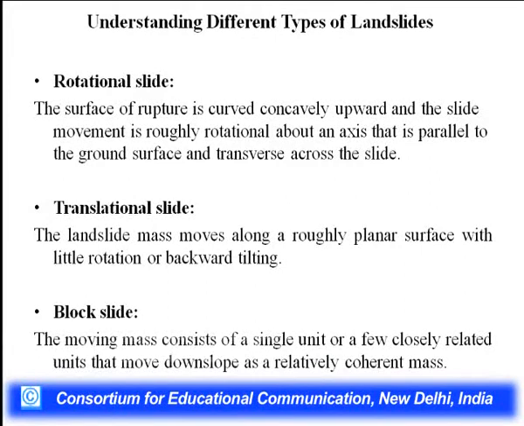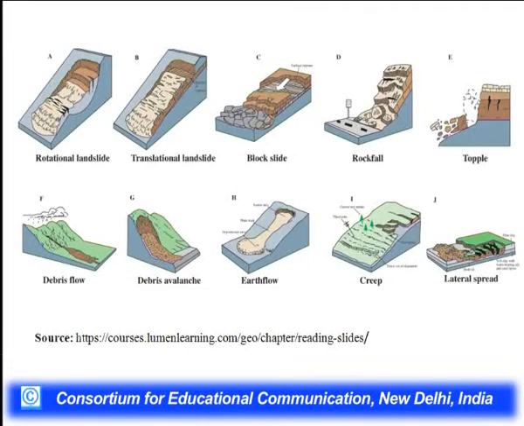It is very important to understand different types of landslides. First, rotational landslides. The surface of rupture is curved concavely upward and the slide movement is roughly rotational about an axis that is parallel to the ground surface and transverse across the slide. Translational slide means the landslide mass moves along a roughly planar surface with little rotation or backward tilting. Block slides: the moving mass consists of a single unit or a few closely related units that move downslope as a relatively coherent mass. Now you can see the diagrammatic representation of the different slides: rotational, translational, block, rock fall, topple, and debris flow.